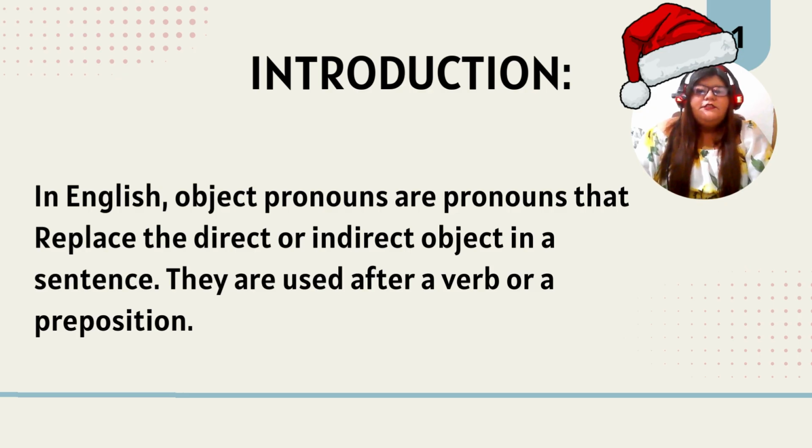Introduction in English. Object pronouns are pronouns that replace the direct or indirect object. In a sentence, they are used after a verb or a preposition.